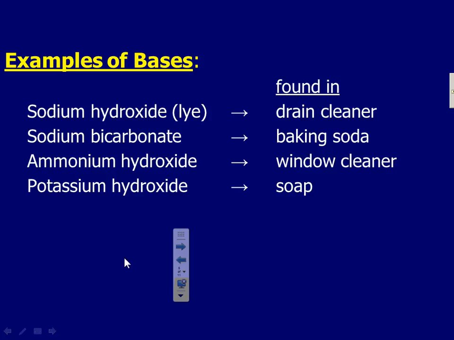Okay? So sodium hydroxide, sometimes it's called lye. If you were to buy it, maybe you can sometimes buy that at a farm chemical store. Like at a co-op where you buy fertilizer and things like that. You can sometimes buy lye. Say you got a pH problem in your soil, you could spread that on the soil and it would change the pH. Also found in drain cleaner. Sodium bicarbonate is baking soda. All right. Ammonium hydroxide is window cleaner. We used a little bit of that yesterday in our lab. And potassium hydroxide is found in soap.